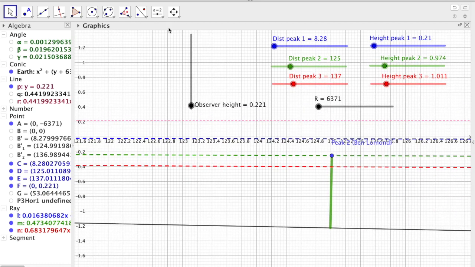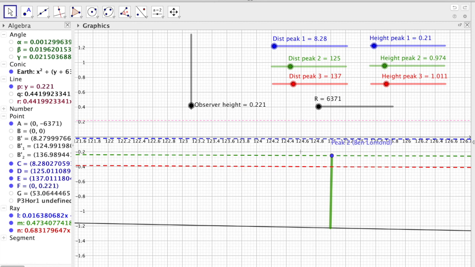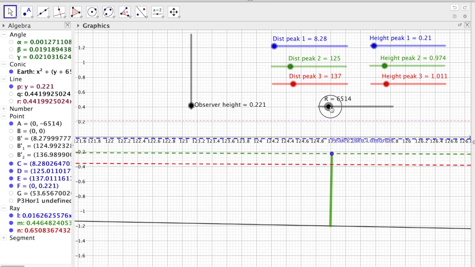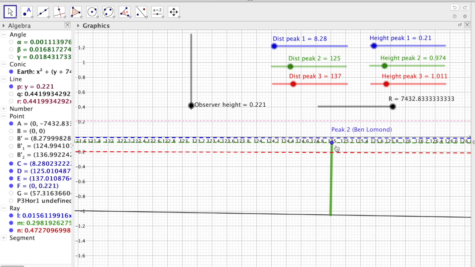So here we are at peak number 2, Ben Lomond, which, in the picture you see that it's very close to the line here, and we see that it doesn't quite match in the geometrical model, but if we take into account refraction, we actually see that they are very close here.